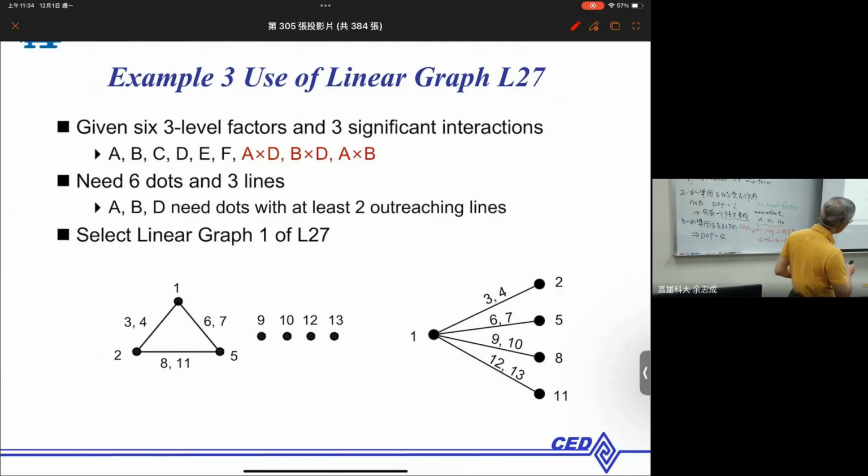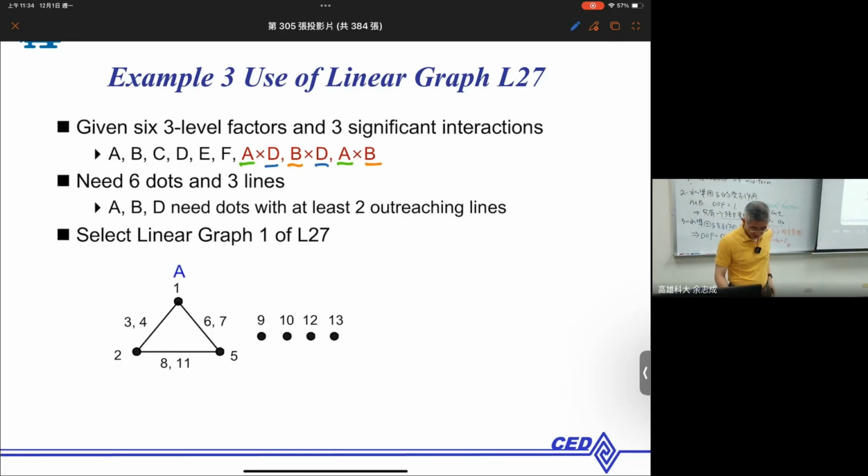Right? Because we need to assign these 3 interactions, A happened 2 times, B happened 2 times, same thing, C happened 2 times. So we can see this one is better, not that one, because in this one you can only find 1 dot with many lines, but we need 3 dots. Each dot has 2 lines, so we select the one on the left.